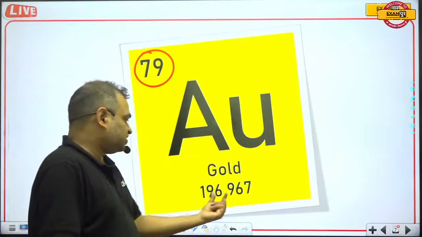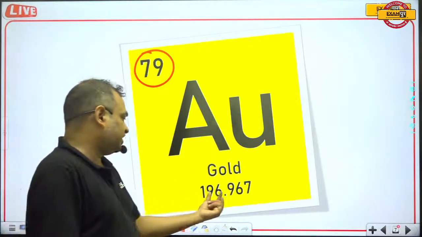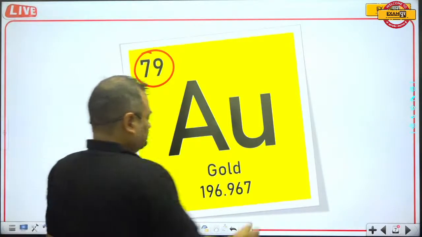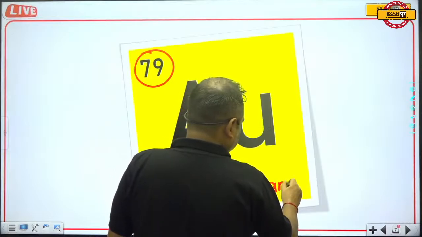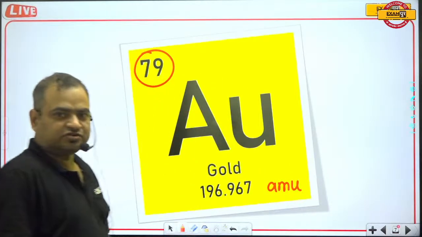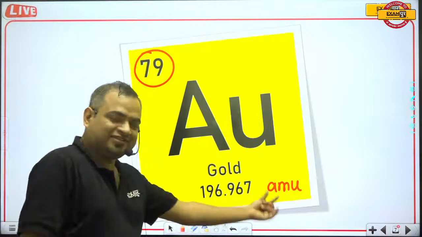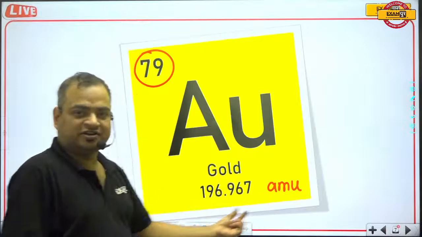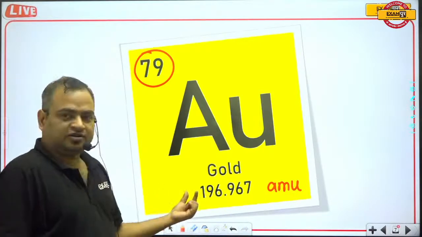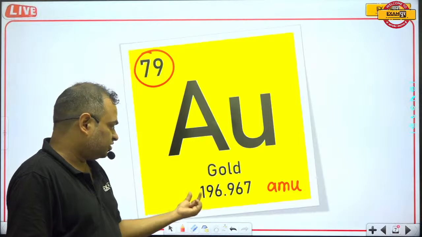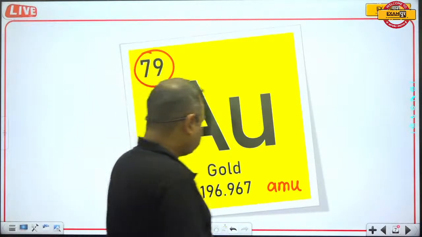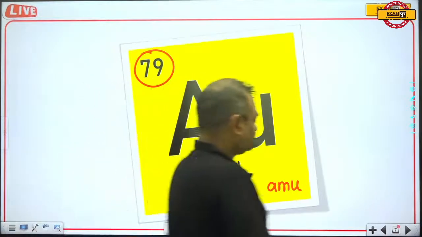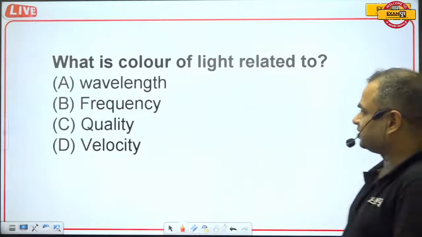Okay, so this is the atomic weight, 196.967. Atomic weight is represented in terms of atomic mass unit, AMU. This is not the Aligarh Muslim University. Actually, this is AMU, atomic mass unit. So this is the standard method to represent the weight of any atom or any molecule. Actually, 196.967 is taken approximately equal to 197. Okay, so let us move to another question.